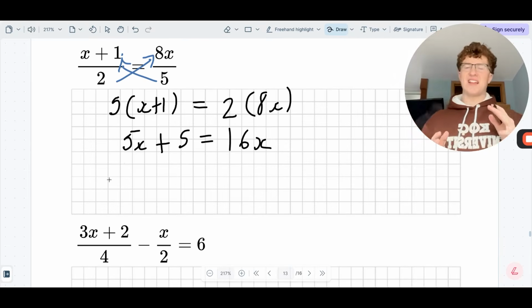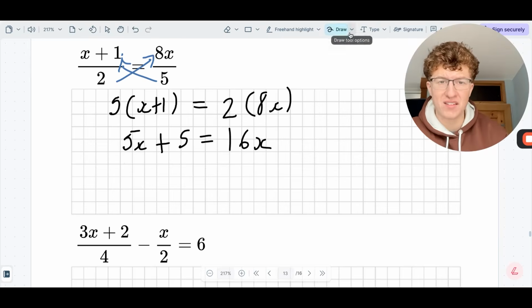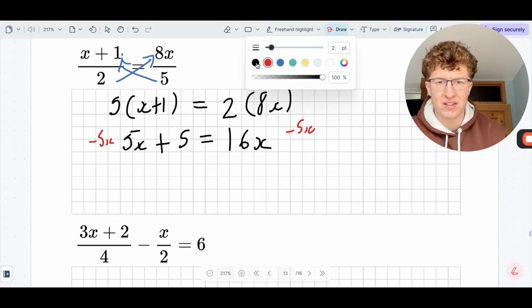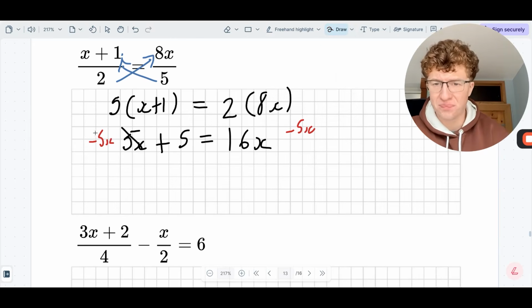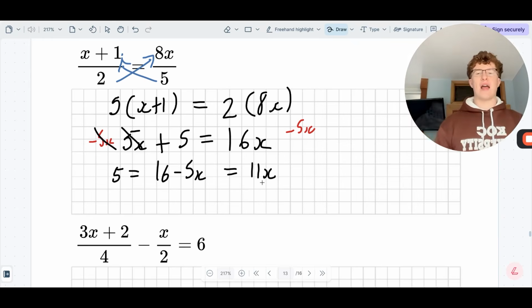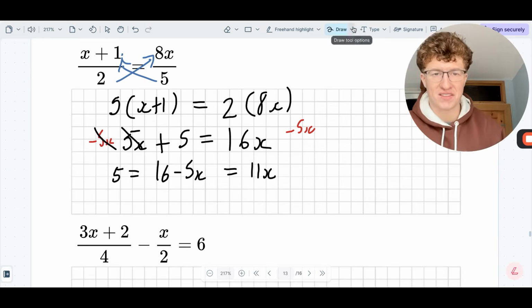Then we want to isolate x here. So I'm going to minus 5x from both sides. Minus 5x, minus 5x. And what that's going to do is cancel the 5x on this side. And then we'll be left with 5 is equal to 16x minus 5x, which is equal to 11x. Now, I have 5 is equal to 11x.